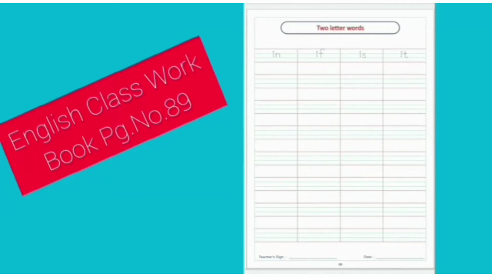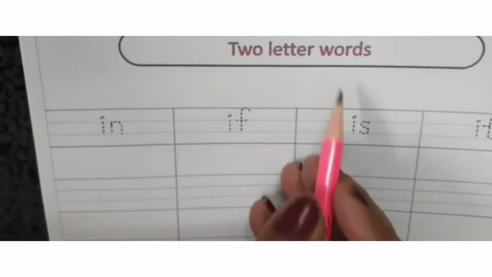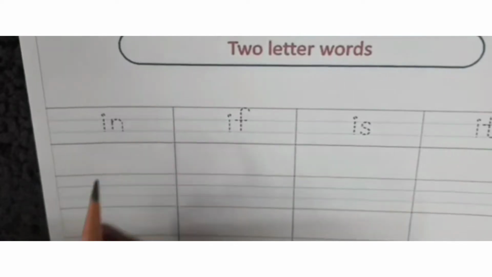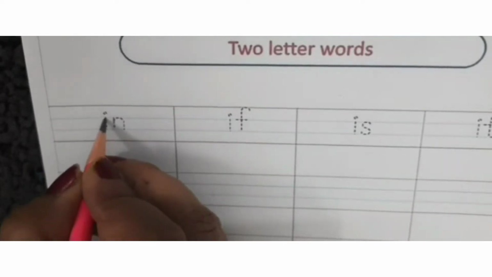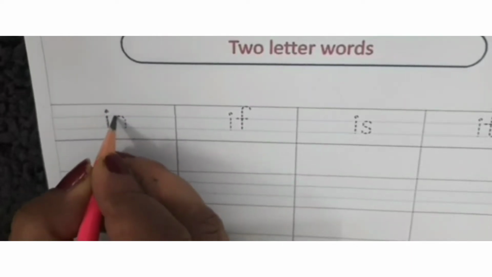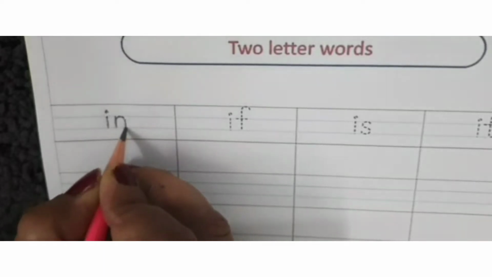Children, please open English class workbook, page number 89. Two-letter words. The first word is I and N, in. So let us trace it. Standing line and a dot. I and standing line. Go up, make a curve, come down straight.